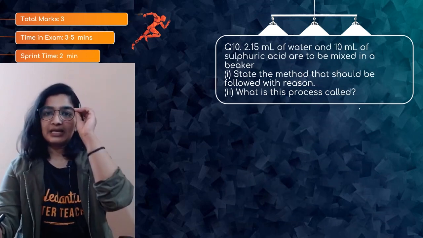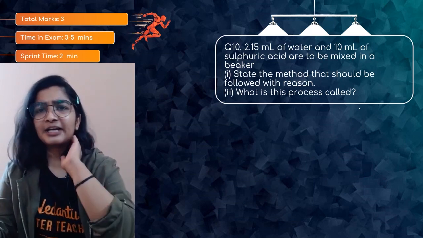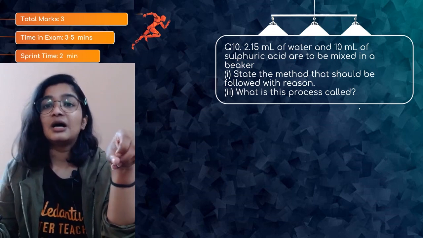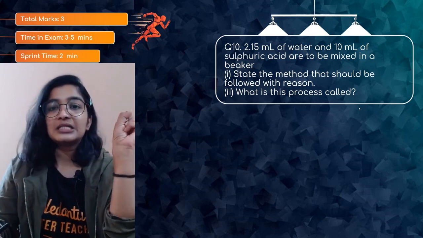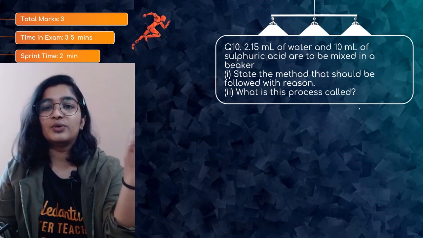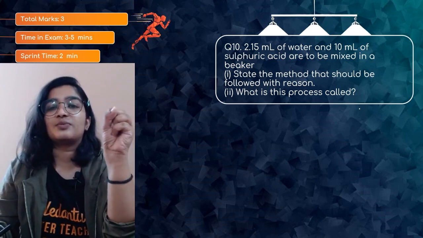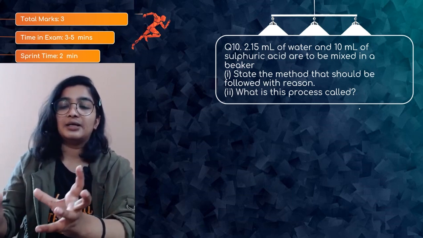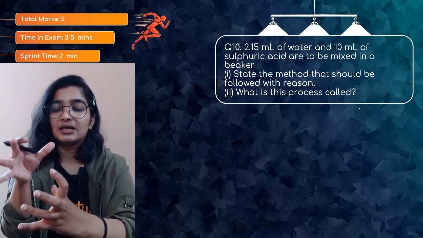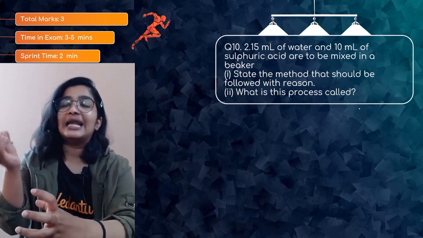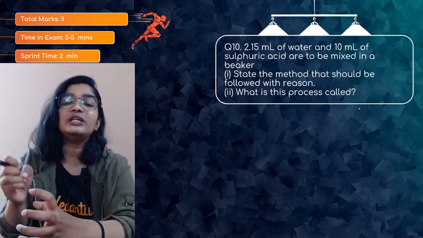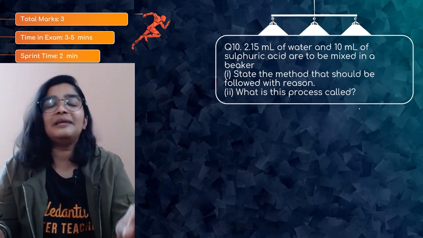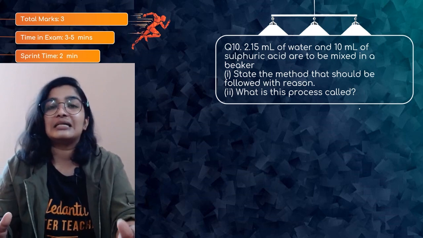So question number 10 is: 15 milliliter of water and 10 ml of sulfuric acid are to be mixed in a beaker. State the method that should be followed with reason. What is this process called? See, it is very, very important. You should always take water in the beaker and add acid slowly with constant stirring. That is the only method you should follow when you are mixing acid and water.